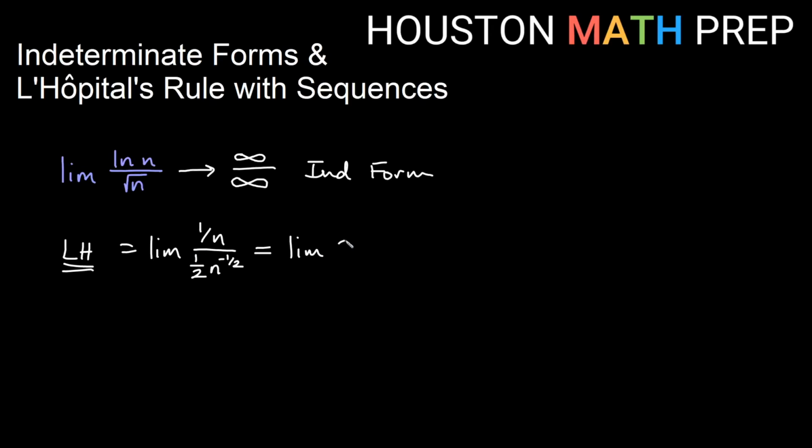1/2 on the bottom would actually be a 2 out front. And then I might do a few different things, I guess, to simplify this. I'm going to go ahead and multiply the top and bottom by n. And maybe that'll help us decide what's going on here.